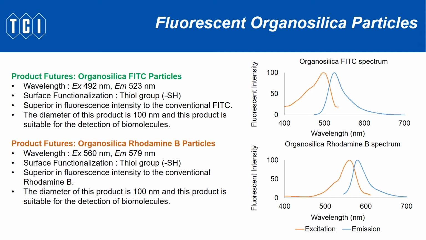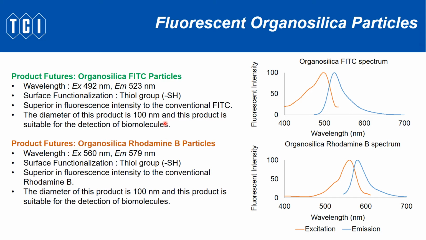The product features of organosilica FITC particles are as follows. The maximum wavelength of excitation is 492 nanometers and that of emission is 523 nanometers. Their surfaces are functionalized with SH groups. They are superior in fluorescence intensity to the conventional FITC. The diameter of this product is 100 nanometers, and this product is suitable for the detection of biomolecules.